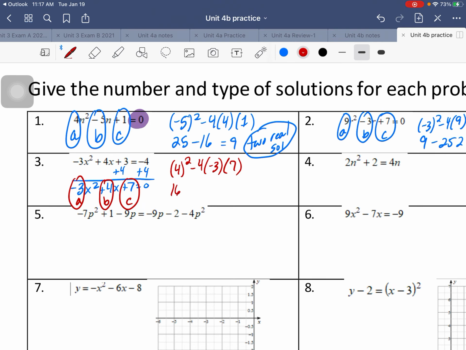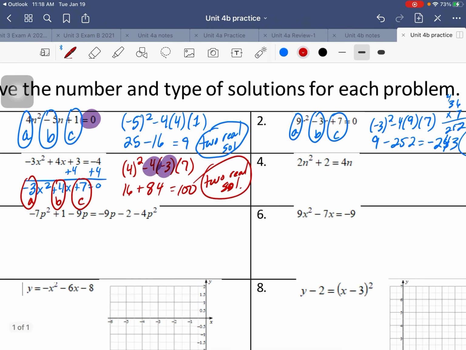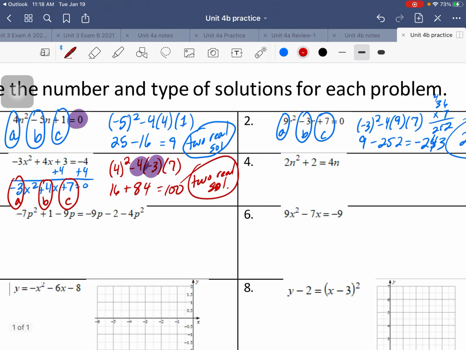We have 4 squared is 16. I always take this as a -4 times -3. I always take it as a -4, always. And that's a positive 12 times 7 is positive 84, I believe. I don't have a calculator right here, so that equals 100. 100 is a positive number, so two real solutions. So if we worked this all out with the quadratic formula, you'd get two real solutions.